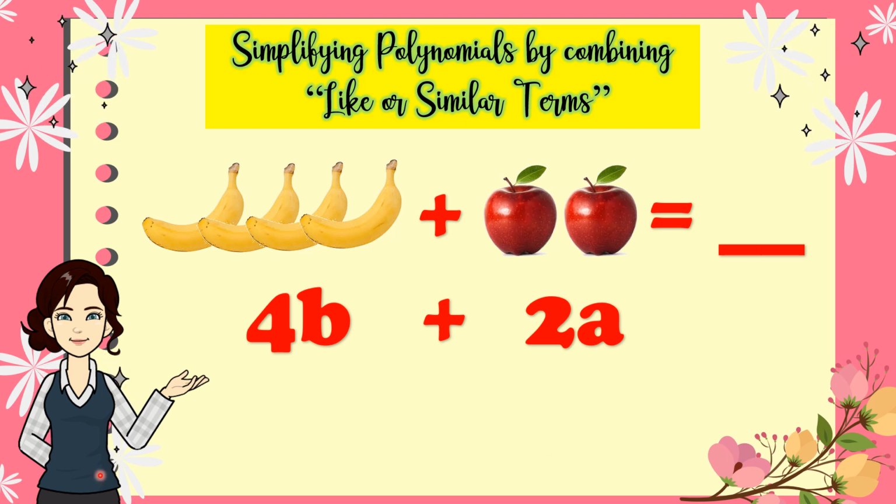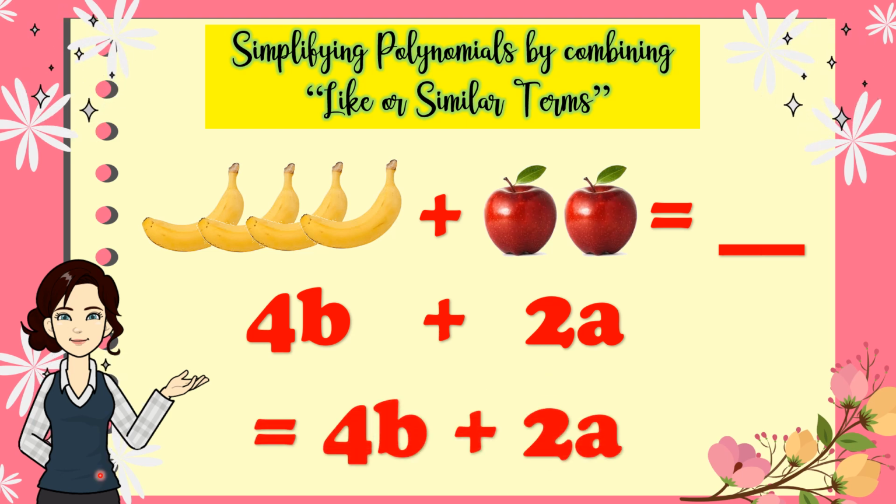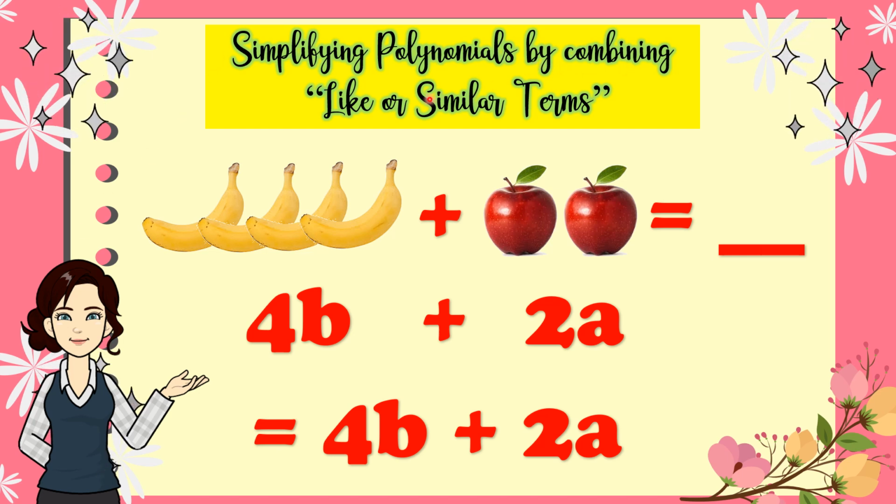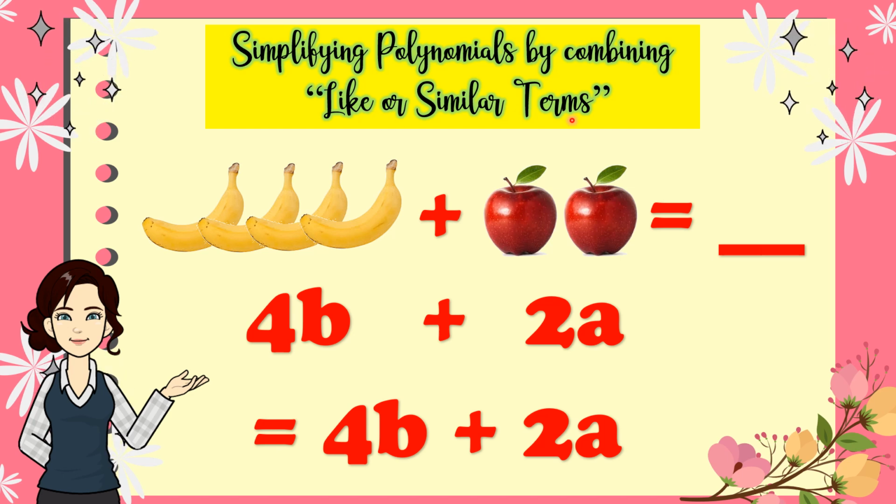So, ano yung magiging sagot natin? When we add 4b plus 2a, the answer is still 4b plus 2a. Why? Because in simplifying polynomials, we only combine like or similar terms. Kapag dissimilar na sila, we can combine them or join them together by using the plus or minus sign.